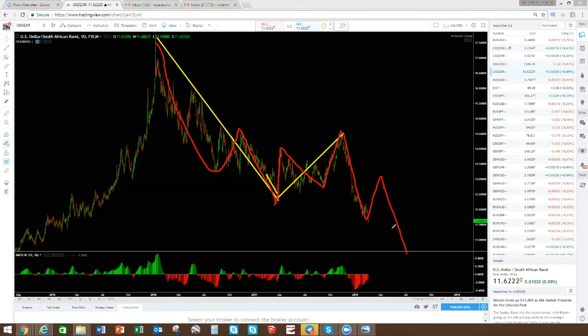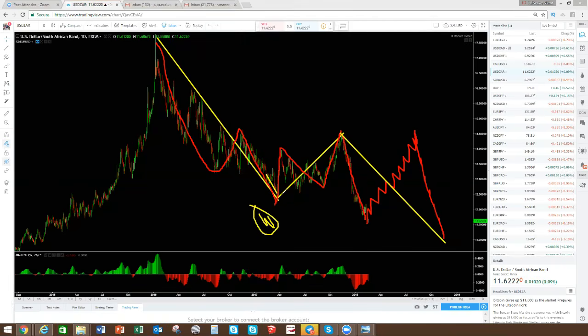But this 1, 2, 3 may not be a zigzag. It can even be a flat correction like this, which means this can start correcting to the upside. This can start coming down like that, and you will still have this as your W. That's 3 waves, 1, 2, X, and then Y. So this can still be a possibility.